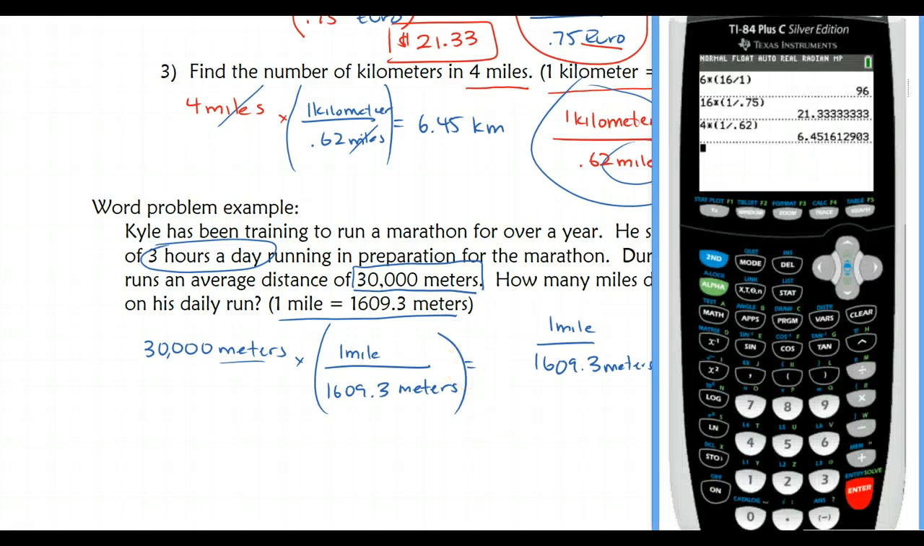So let's go to our calculator and type this in. So we have 30,000 multiplied by, in parentheses, 1 divided by 1,609.3. Alright, so let's close the parentheses there. We must make sure we close that parentheses. Hit enter, and we get 18.64 miles.